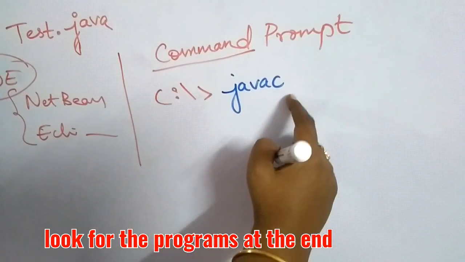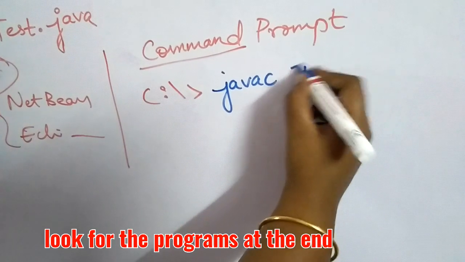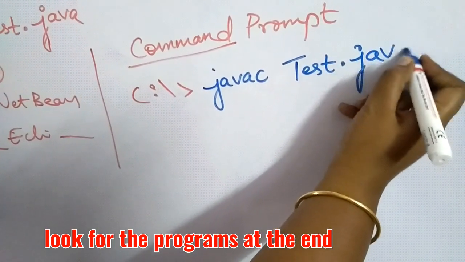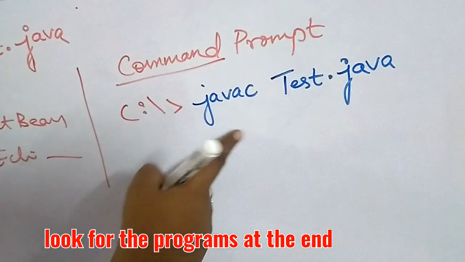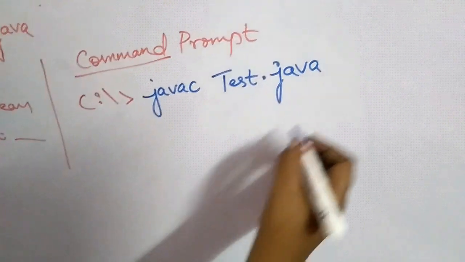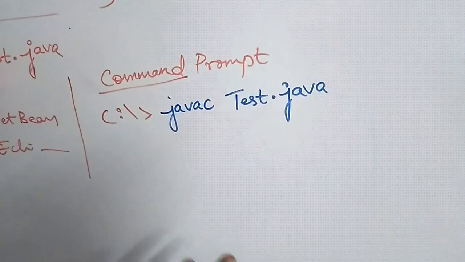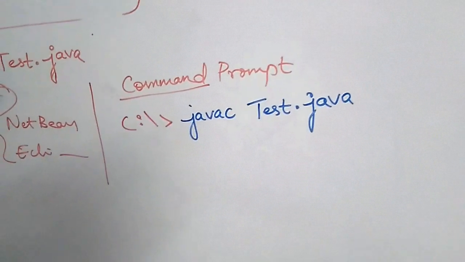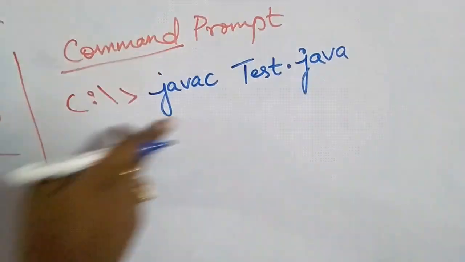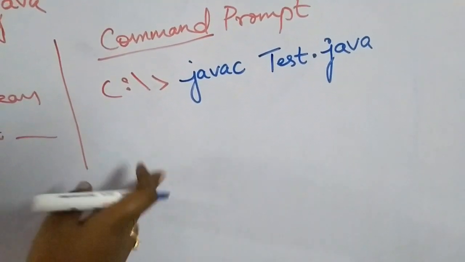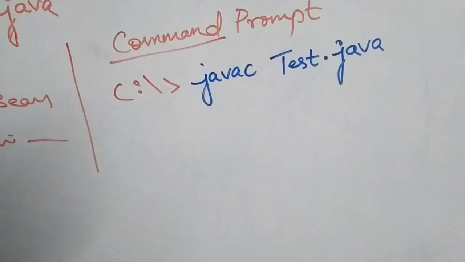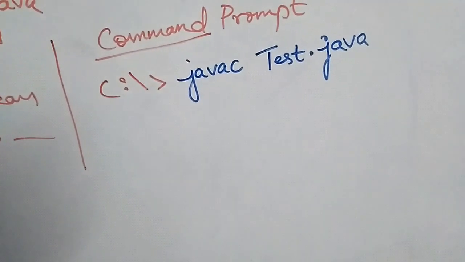Then there should be a space, followed by the name of the file. The name of the file is test.java. So this is how I compile the program. I'll say javac space test.java, and then I'll press the return key. If there are any syntactical errors or any problem with the structure, then your compiler will throw certain compile errors and you have to fix them before execution. For execution, there should not be any syntactical errors in your program.